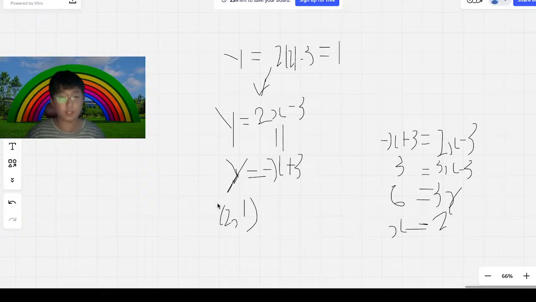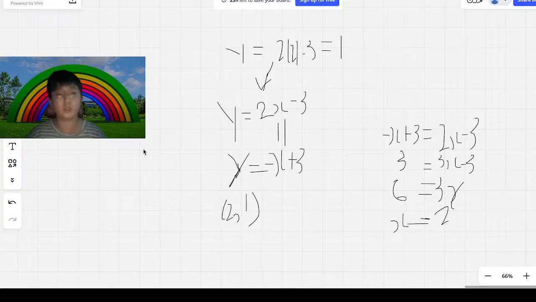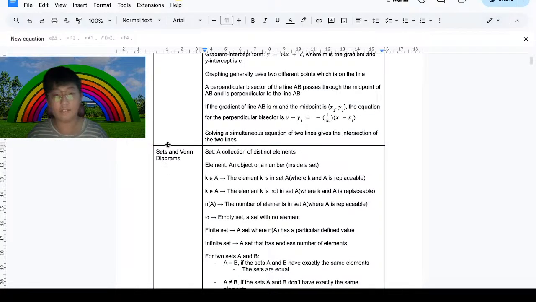So this is what we learned today, and I hope you enjoyed this live stream. And hopefully I will be back again to talk you through chapter 2, which is about sets and Venn diagrams.